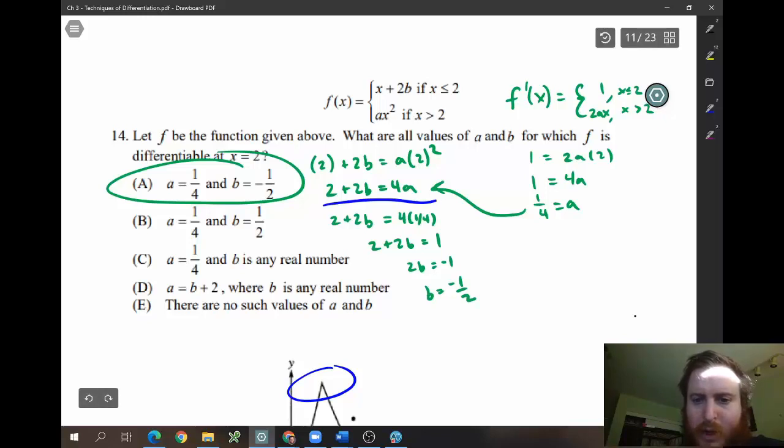Then I took the derivative side, and we had 1 for the derivative of the top, and then 2ax for the derivative of the bottom. And so we set those equal to each other. We get 1 equals 4a because we plug in 2 for x. So we get a equals 1/4. We plug in the 1/4: 2 plus 2b equals 4 times 1/4. Solve for that. You should get b equals negative 1/2.